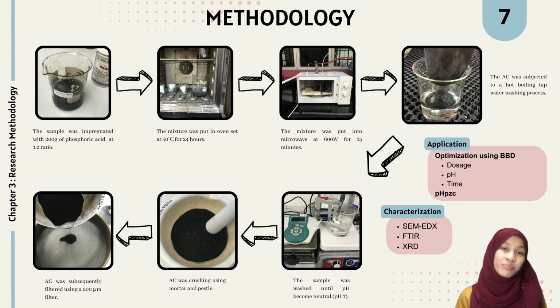Okay, now we go to methodologies. From the raw material, I impregnate one to two material with the phosphoric acid. Then I put it under oven conditions. For the drying process, I put it into the microwave at 600 watts for 50 minutes for optimum condition. Then I wash it until it reaches neutral, and after that I grind and filter it until it reaches a constant particle size.